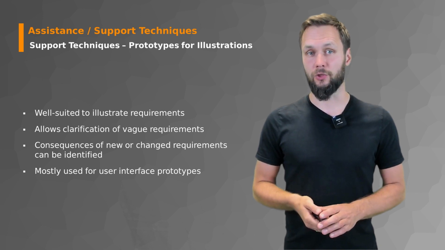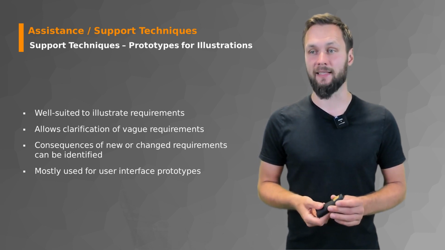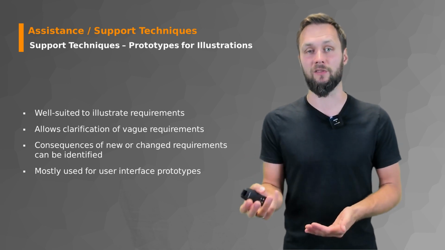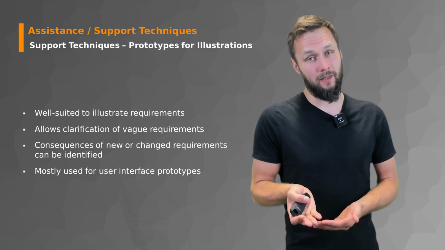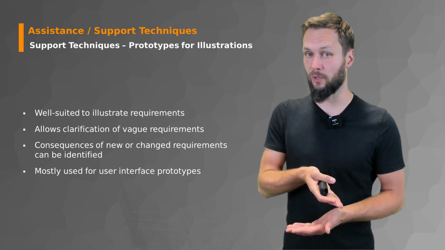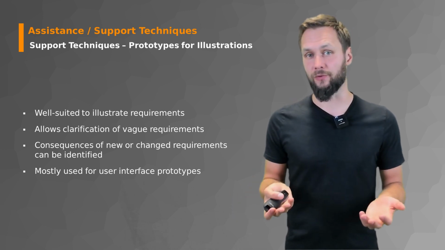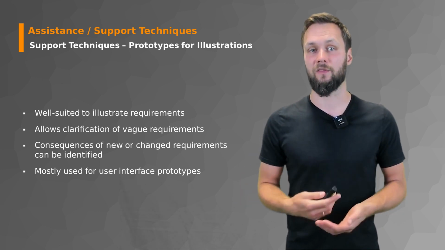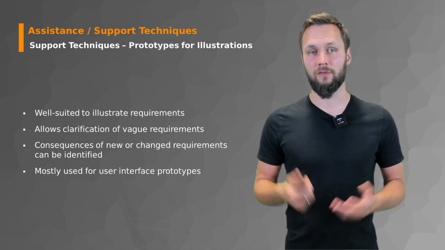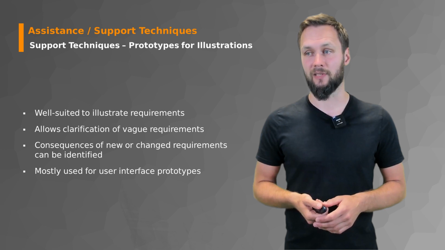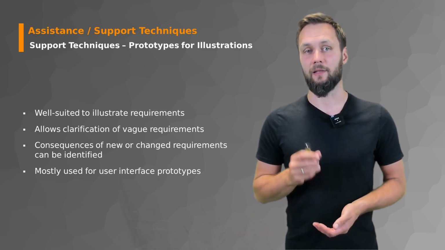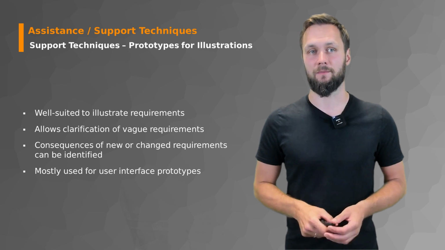Consequences of new or changed requirements can be identified. So now you move the button somewhere else. What is the consequence? Does it now work better? Does it interfere with a previous requirement that now cannot be fulfilled properly anymore or is inconvenient? You can get those consequences very easily. Mostly used for user interface prototypes, but it could also be something else. But this is the main domain where you're going to use prototypes.